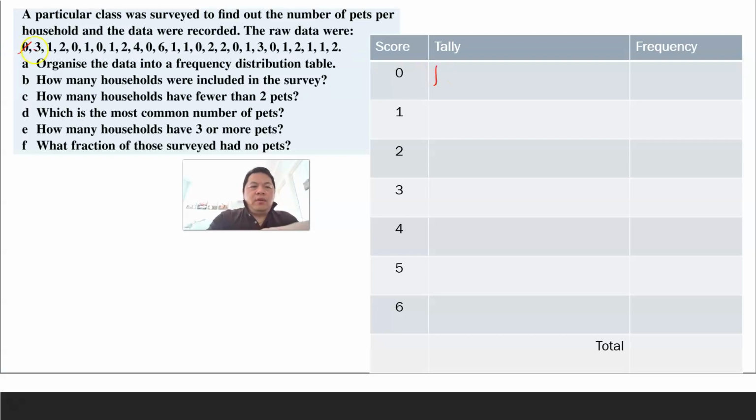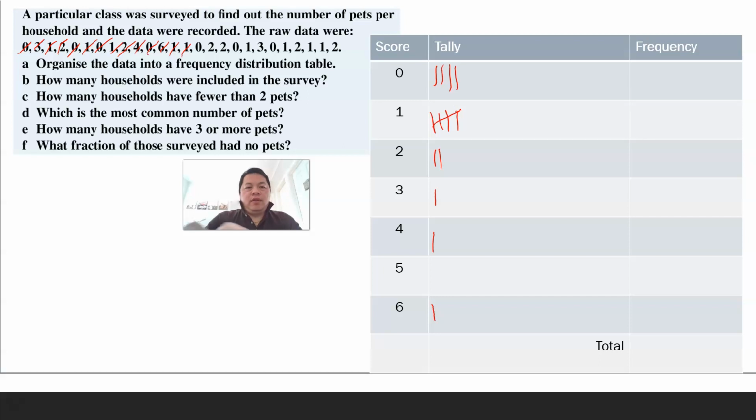I put a 1, and the 3, I put another 1 here, and then 1, 2, 0, 1, 0, 1, 2, 4, 0, 6, 1, 1. Once you hit the 5th one, you draw a cross.